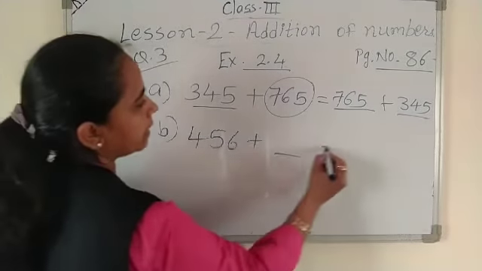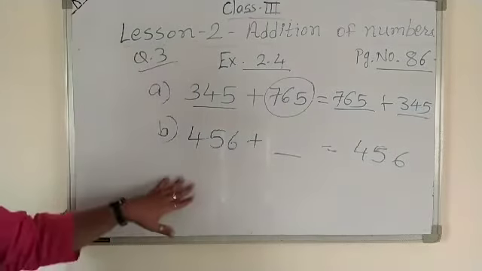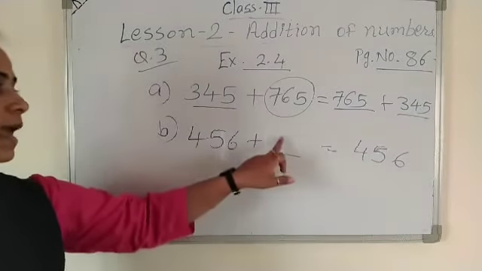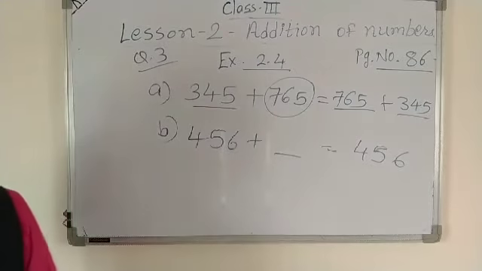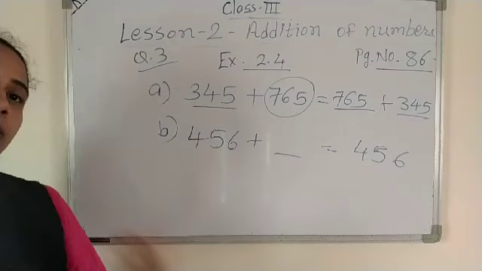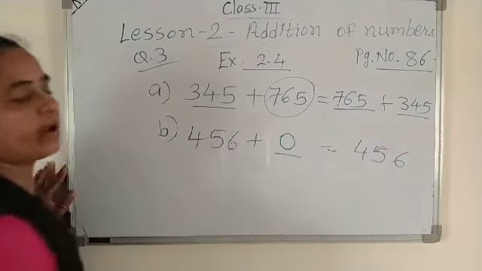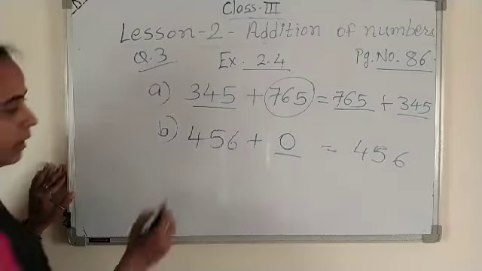456 plus blank is equal to 456. So, कब हमारा answer same आएगा? यहाँ हम क्या add करेंगे तो answer same आएगा. Okay? So, addition में 0 हम कोई भी number में add करते हैं तो answer will be same. So, you have to write here 0. Okay. Now, C.